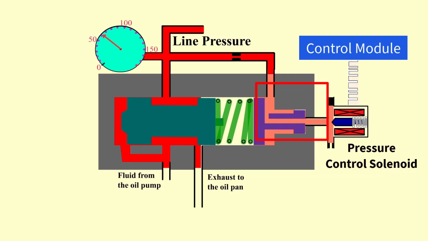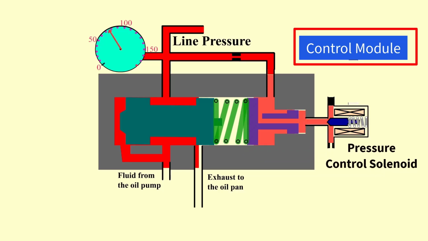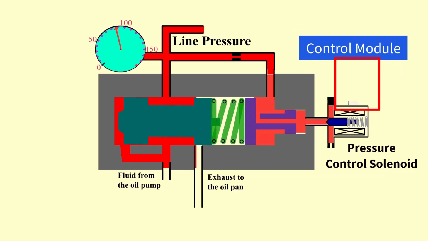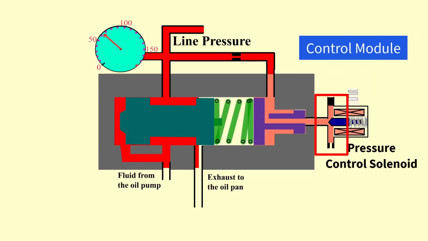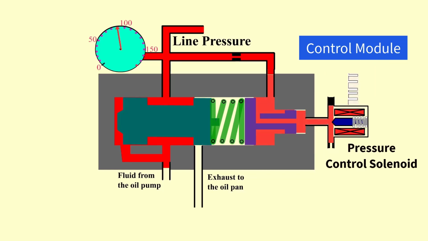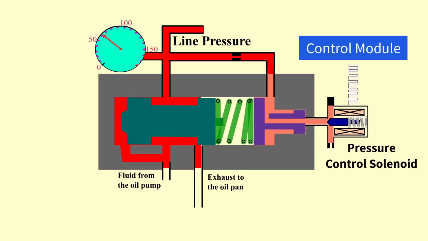The solenoid is controlled by a control module. The control module uses an on-off technique called a duty cycle to control the position of the pintle, which ultimately controls the flow of fluid through the solenoid. Pressure control solenoids are often called PC solenoids, line pressure solenoids, or EPC solenoids, which stands for electronic pressure control.